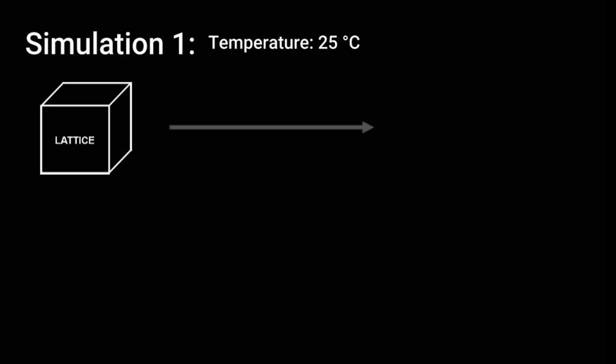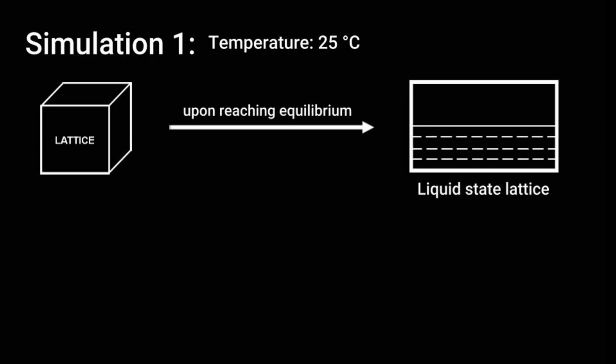We would set up another simulation where we will follow all the steps carried out in this simulation, with the only difference being the equilibrium temperature will not be 3 degrees Celsius, but it would be set slightly higher, say suppose 25 degrees Celsius. This will allow the crystal lattice to melt completely into liquid water at equilibrium.